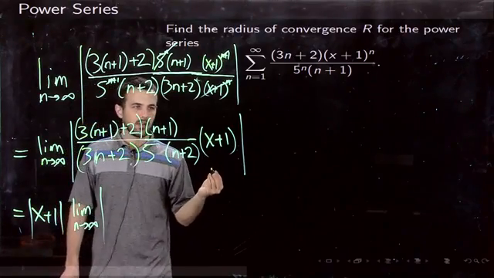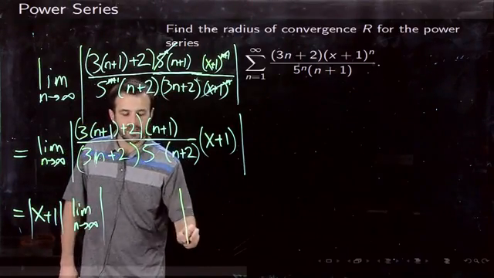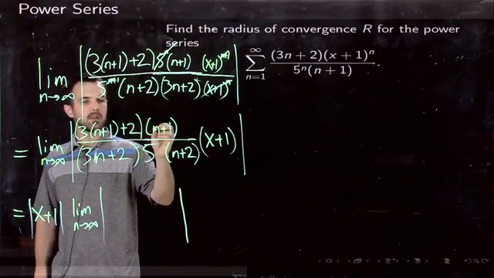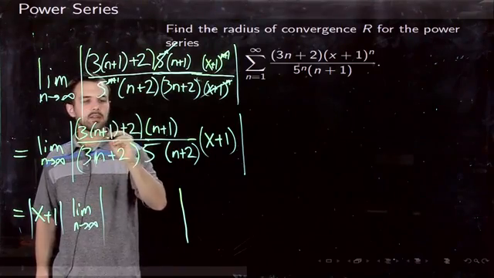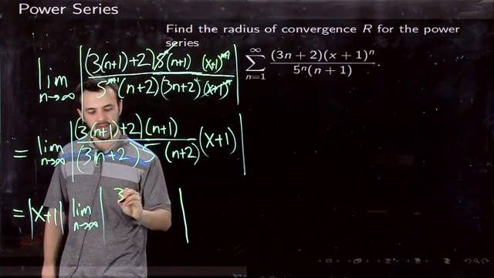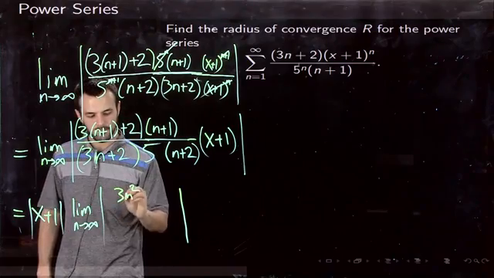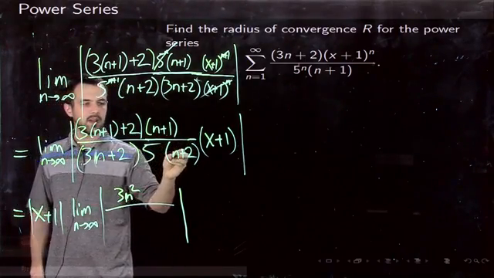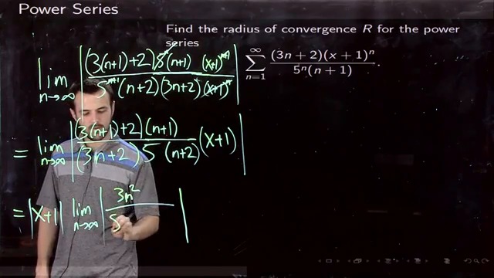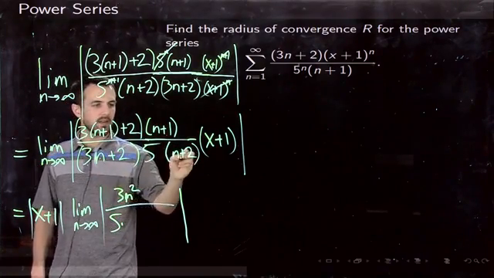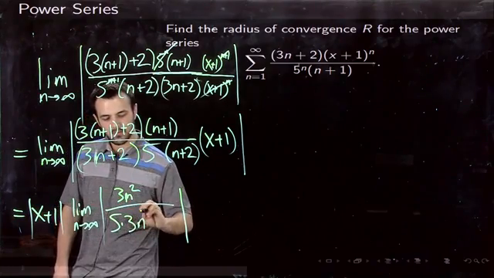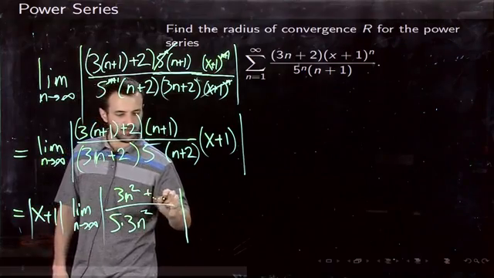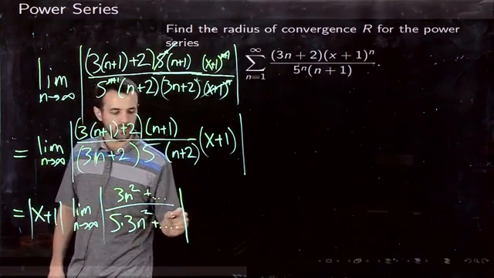So luckily, we know we're taking it as n goes to infinity, so we really just need to look at the highest powered terms. We're going to have a 3 to the n over here and an n here. So we're going to get 3n squared on the top. And then on the bottom, the highest power is a 5 times this 3 to the n times the n, which is going to be 3n squared. And that's really all that matters, right? We're just going to have some lower terms.